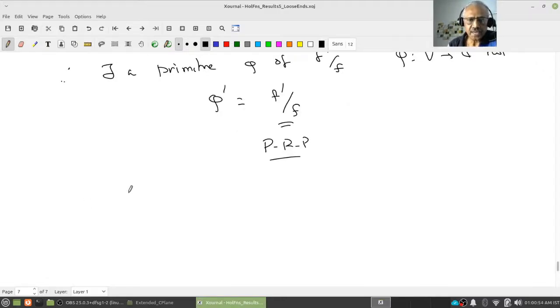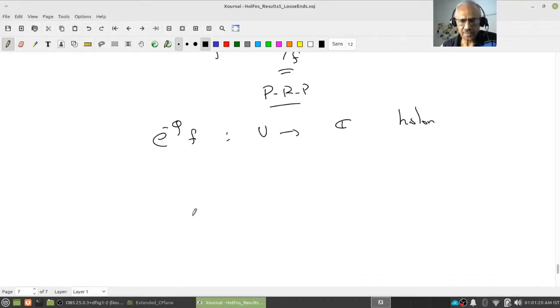Okay, now let us look at e power minus phi times f. This is a function from u to c, and this is holomorphic. Why is it holomorphic? Phi is holomorphic, therefore z going to minus phi z is holomorphic, that followed by the exponential map that is holomorphic. A composite of holomorphic functions is holomorphic, f is holomorphic, and a product of holomorphic functions is holomorphic, therefore this is holomorphic. So let me try to find the derivative.